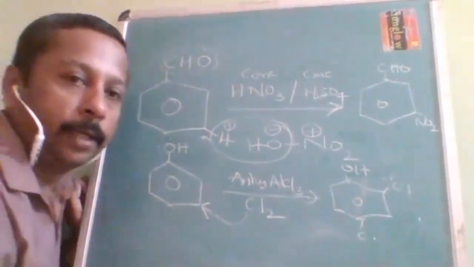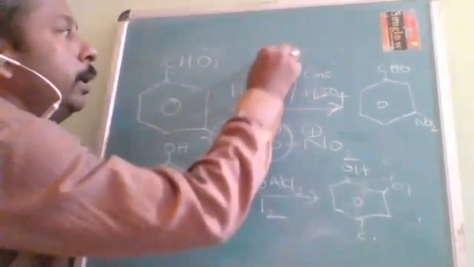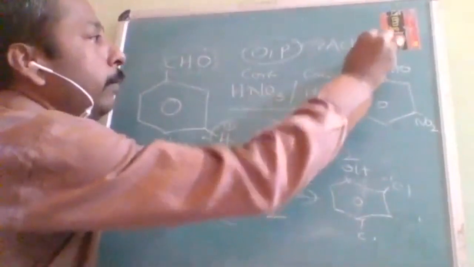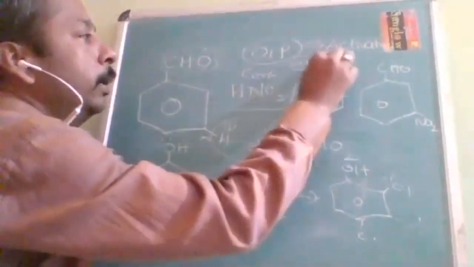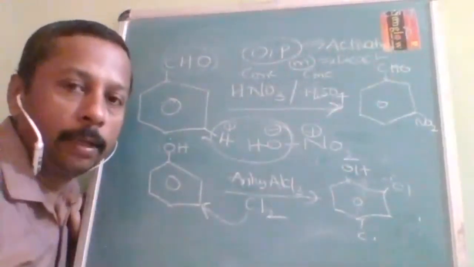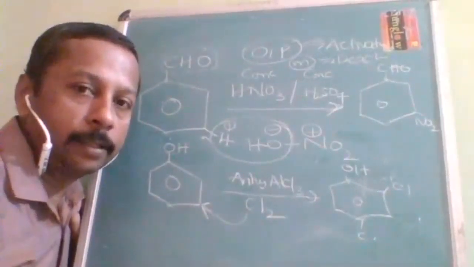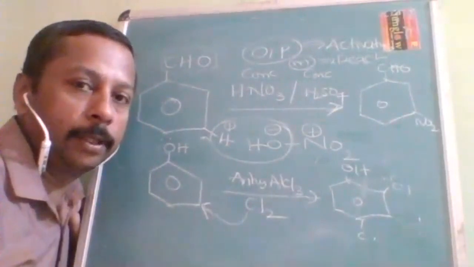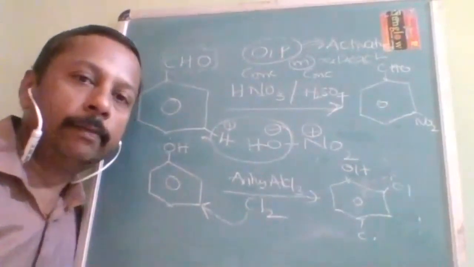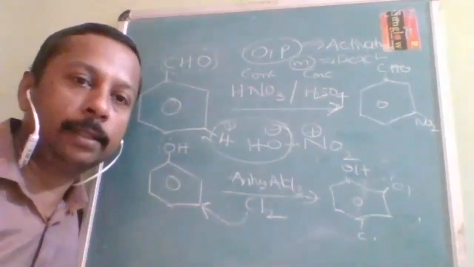I told you I will tell you some more techniques at the last. The technique is: ortho para directing groups are activating groups, and M directing groups are deactivating groups. So if you have two molecules, one ortho para directing and another meta directing, which will react fast? The OP directing will react fast. So that is another technique. If you know the directive influence, they are also very, very important. I think all of you understood and like this technique.